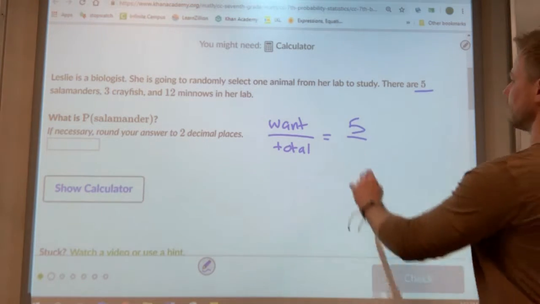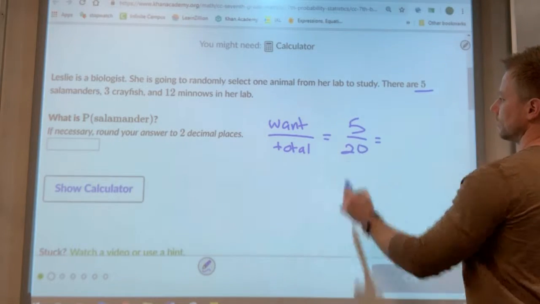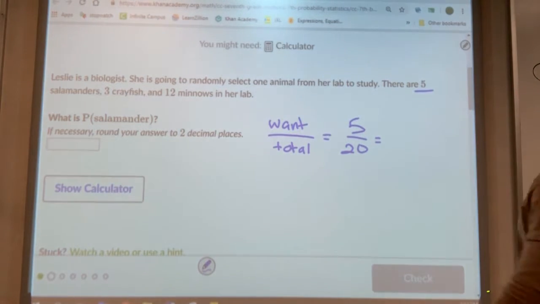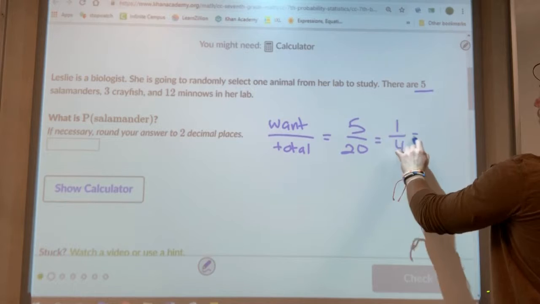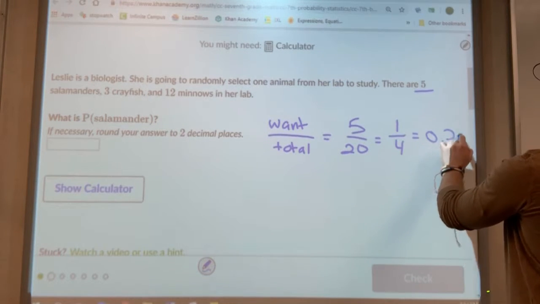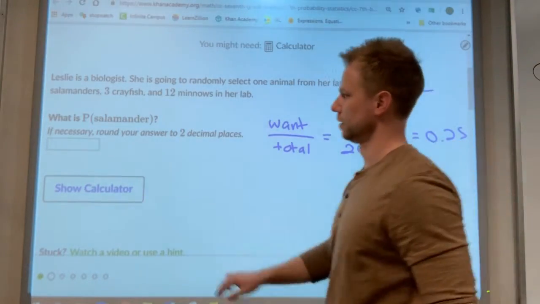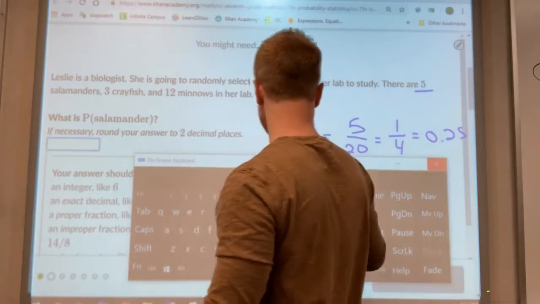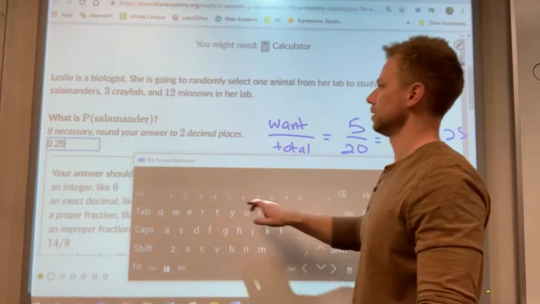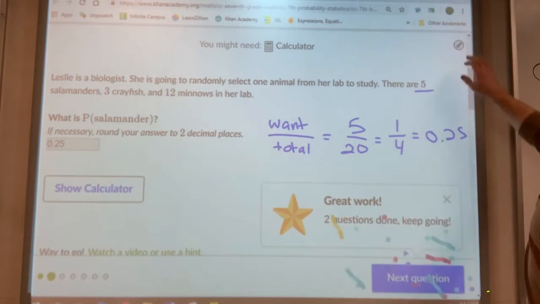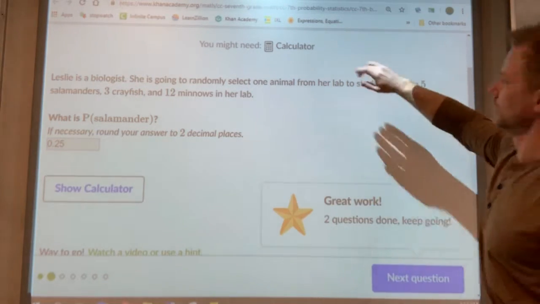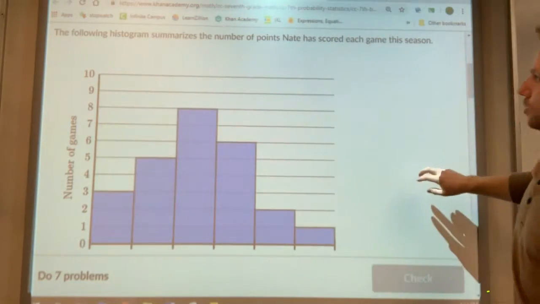Add all those together, you get 20. Reduce that, turns into 1/4. That as a decimal is 0.25. If you didn't know that, you can do top divided by the bottom. Round to 2 decimal places, which is already 2 decimal places. And that's our probability.